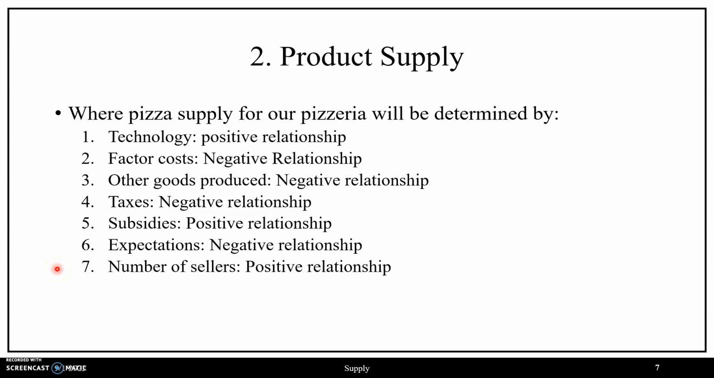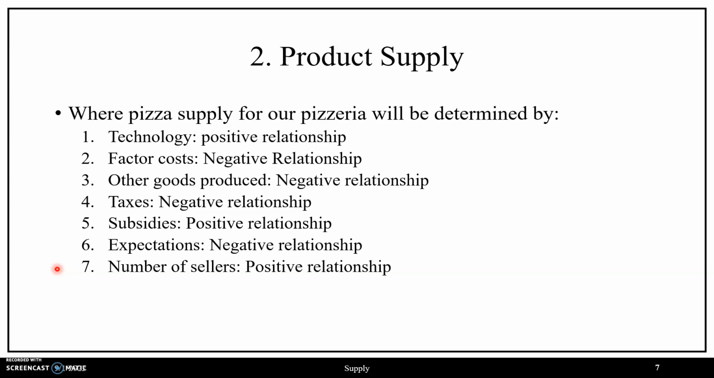Lastly, we have number of sellers. This doesn't have to do with an individual pizzeria, but the overall amount of pizzerias that are selling pizza in this town for this market, in which you'd expect a positive relationship, where at a given moment in time, if there's more pizzerias, then there's more pizza slices that can be produced than if there was solely one pizzeria. So we'd expect a positive relationship between the amount of firms that are able to sell a good and what's actually being supplied.